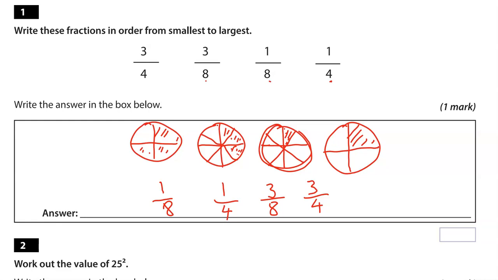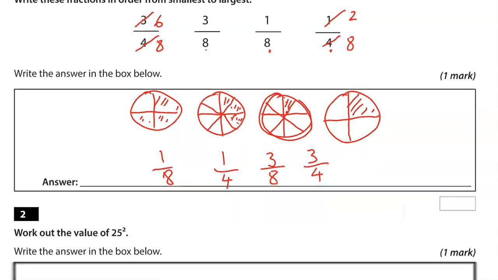If we turn them all into 8s, then we can easily compare. So this one, I'm going to double the 4 to make 8 and double the 3 to make 6. The fraction still stays the same. It has the same value, represents the same amount. So doubling 4 gives us 8, doubling the 1 gives us 2. So we can easily see now that 1/8 would come first, then we have a quarter, which is 2/8, then we have 3/8, and then 6/8 or 3/4.